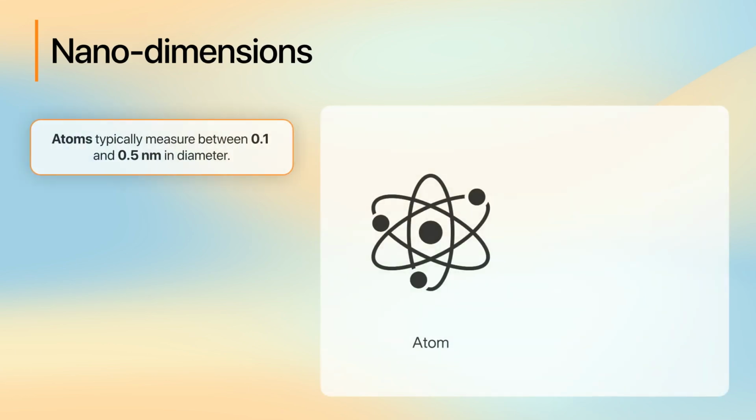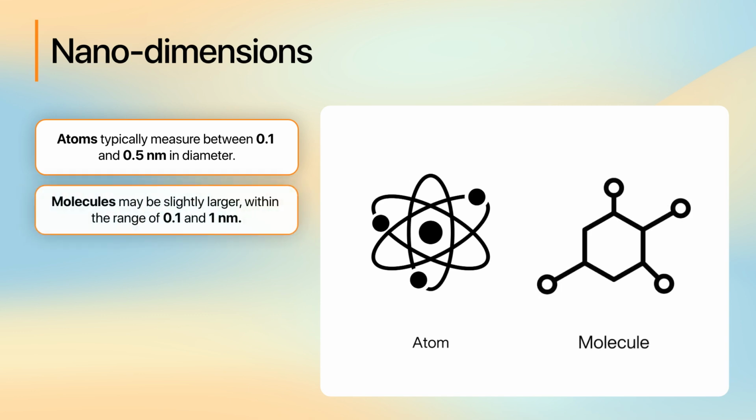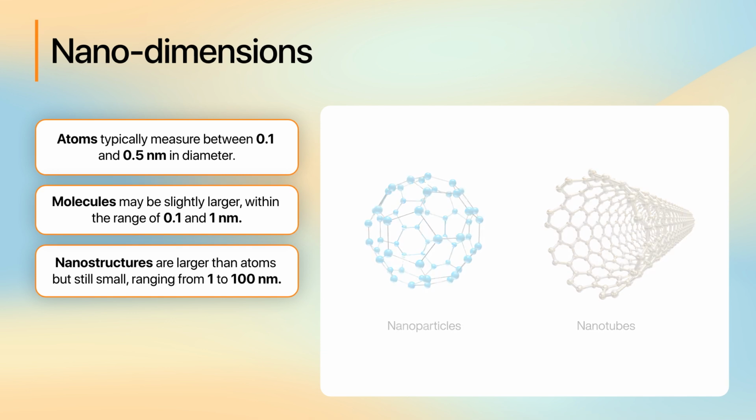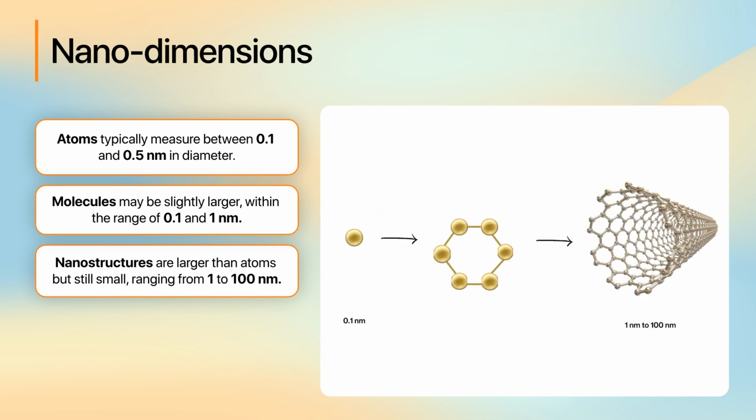Atoms and molecules are incredibly small. To give you a sense of their size, atoms typically measure between 0.1 and 0.5 nanometers in diameter. Molecules, depending on their complexity, may be slightly larger, but are still within the range of nanometers, 0.1 to 1 nanometer. Nanostructures, such as nanoparticles and nanotubes, are larger than individual atoms, but still extremely small. They range from 1 to 100 nanometers.